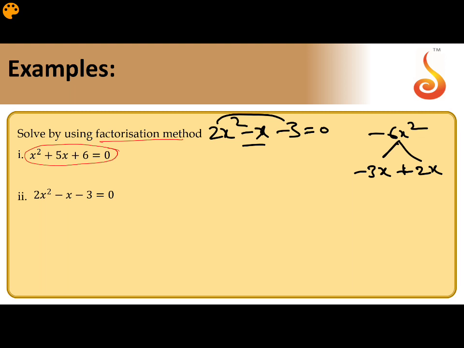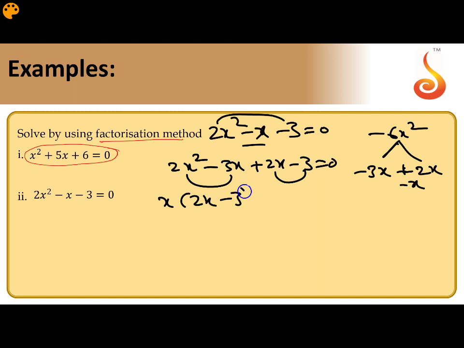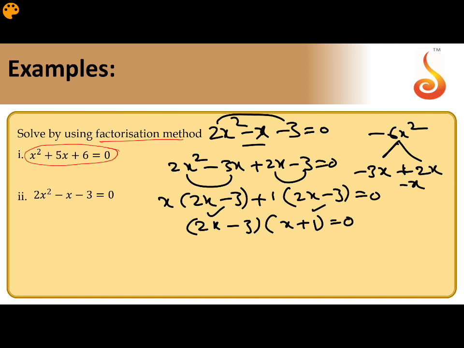If minus 2x plus 2x gives what? Minus x only. That's the reason you can write like this. Now 2x square minus 3x plus 2x minus 3 equal to 0. Here what is common? Here common is x. 2x minus 3 plus. So what is common here? Nothing is common. We can take 1 only common. 2x minus 3 equal to 0. In these two terms, 2x minus 3 is common. And left out part is x plus 1 equal to 0.